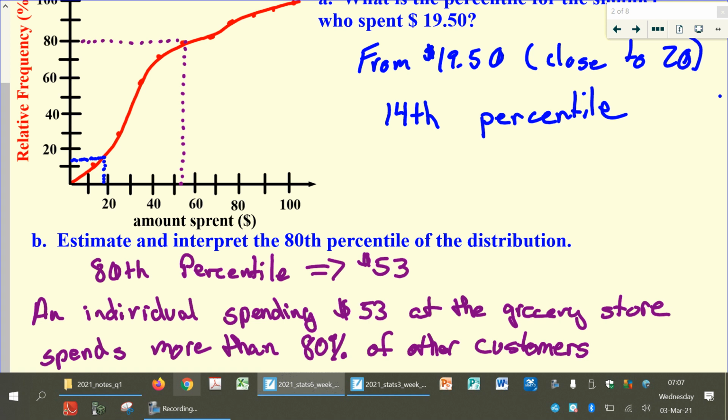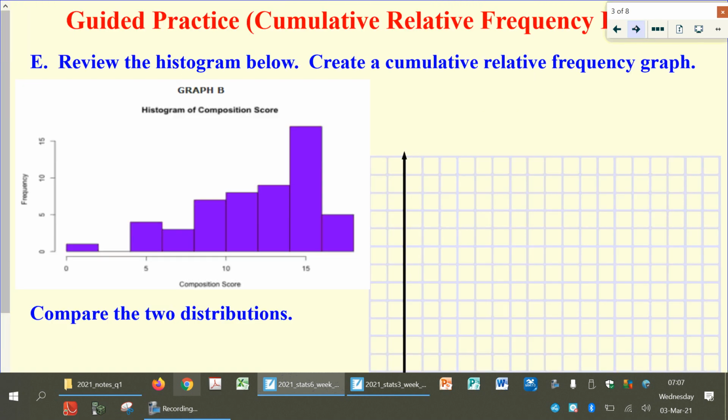Remember, percentile at that value is telling us what percent of the population or what percent of the sample is less than our given value. Okay, ladies and gentlemen, so that's how we're reading the graphs. Continue discussion. Let's build a graph.